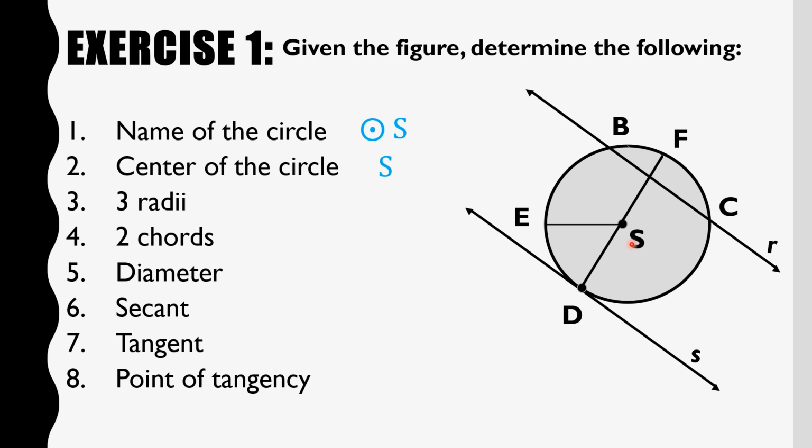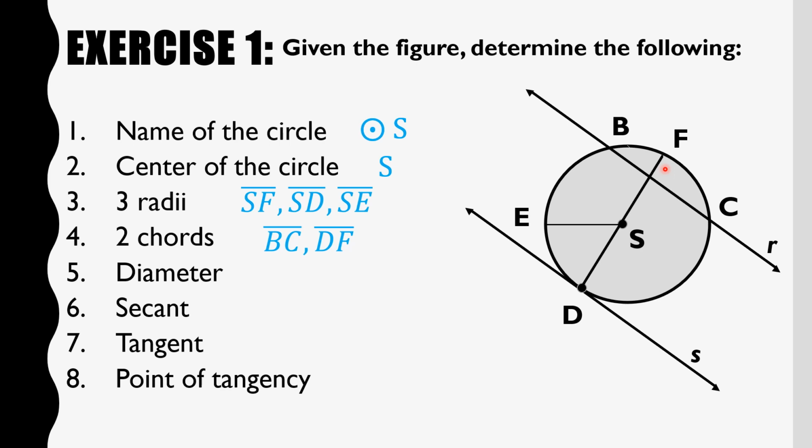For number 3, what are the 3 radii? Remember that radius of a circle is a line segment connecting the center to any point on the circle. That is why the 3 radii are SF, SD, and SE. For number 4, what are the 2 chords? That is correct. The 2 chords are DC and DF. Remember that chords of a circle is a line segment connecting any 2 points on the circle.